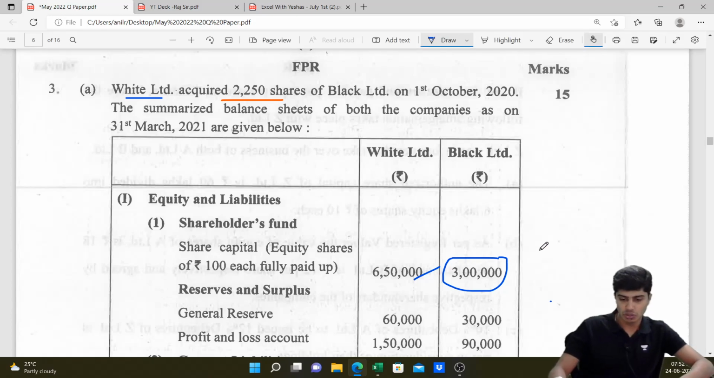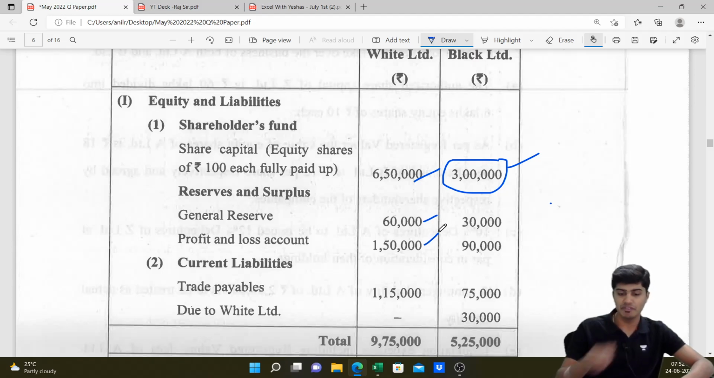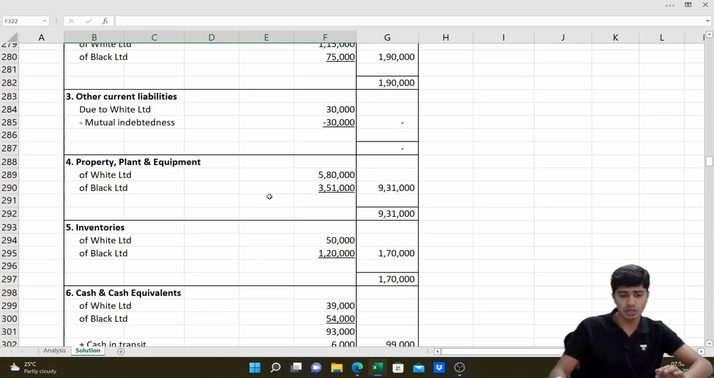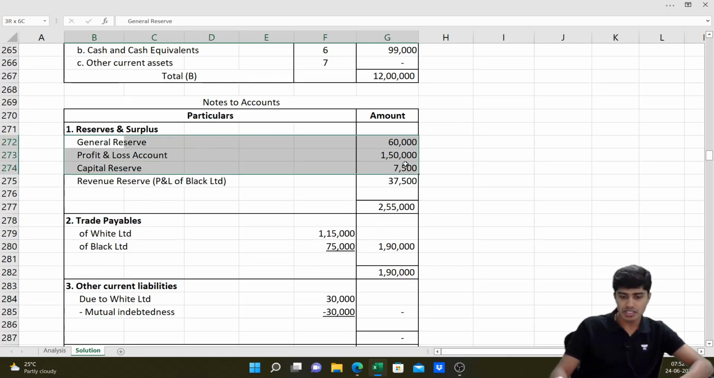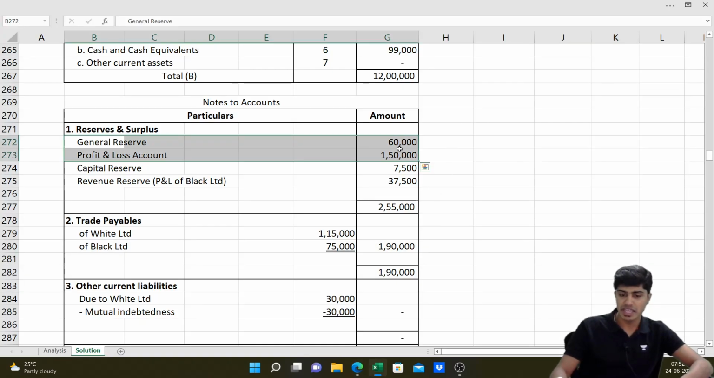So we're done with this also. I've analyzed reserves and surplus. Reserves and surplus of the holding company, 60,000 and 1 lakh 50, will appear exactly in the balance sheet. I'll show it to you in the notes to accounts. Notes to accounts number 1 is reserves and surplus: general reserve and P&L account, 60 and 1 lakh 50. These two have appeared exactly as they are in the balance sheet of the holding company.